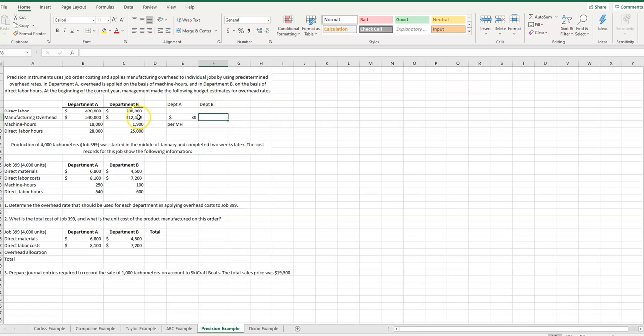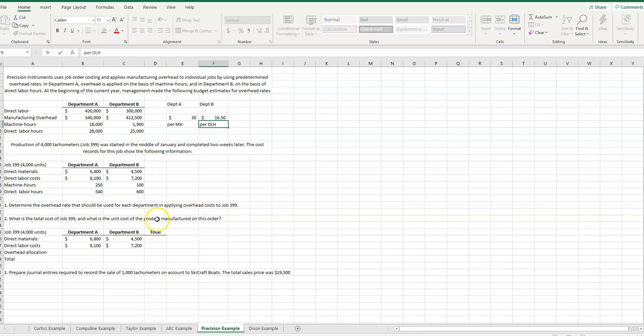In Department B, we take our total overhead costs of $412,500 and divide that by our 25,000 direct labor hours that are estimated for the year, giving us a rate on Department B of $16 per direct labor hour.